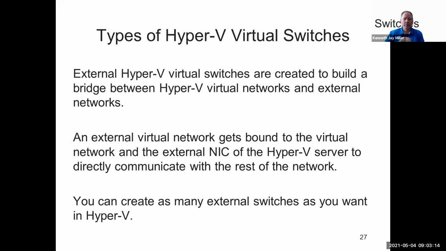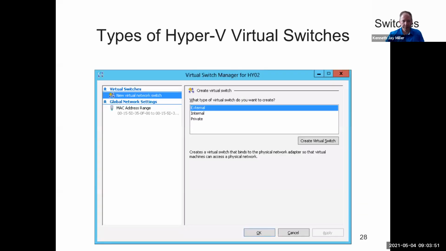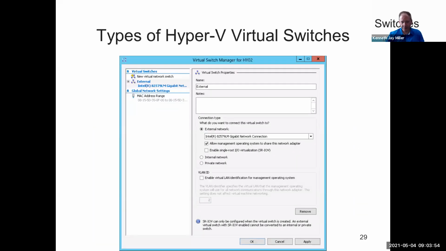Now, you can create as many external switches as you want in Hyper-V, but they must have a physical adapter connected to them. The nice thing about Hyper-V building the first one, remember, is we can have up to 256 connections on one of these virtual switches. So we could put all of our VMs on that external switch, and it could handle it. Whether or not it'd be good quality of service and network management would be another story. All right, so there's the external.